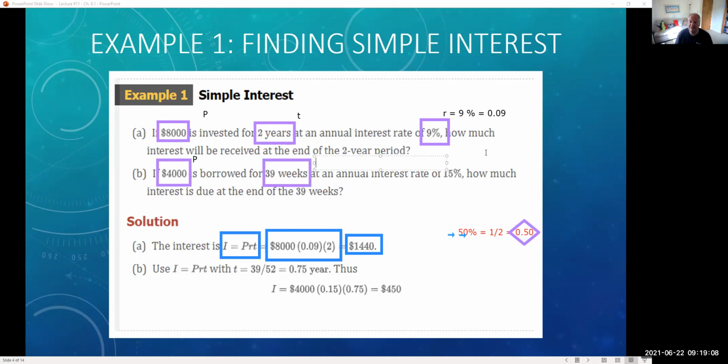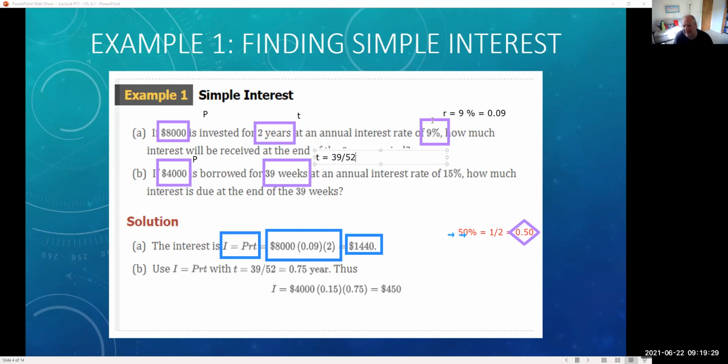Now remember what we talked about. It has to agree. And if you notice, the interest rate given is an annual interest rate. So we have to make 39 weeks a different kind of time that's in terms of years. How many weeks are in a year? The answer is 52. So the time, this time, is actually not 39, but 39 over 52.